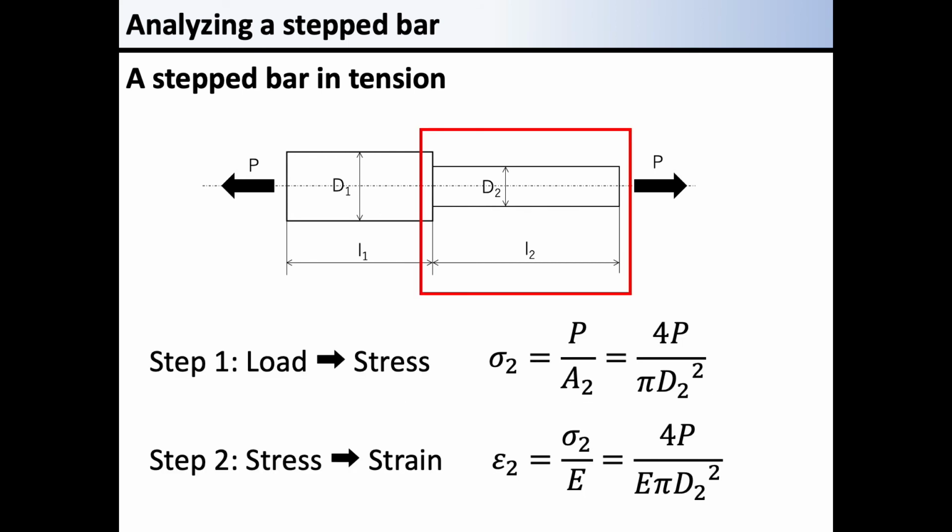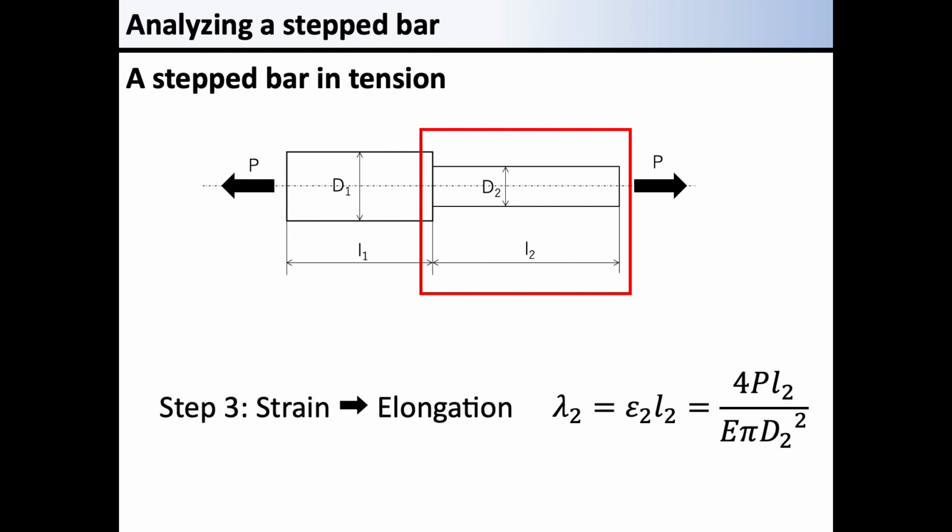As for the right section, it can be calculated in the same way. This is the part of the diameter D2. Stress can be calculated by dividing the load by the cross-section area. Finally, elongation can be calculated by multiplying the strain by the length of the right section. This is how we perform the calculation.